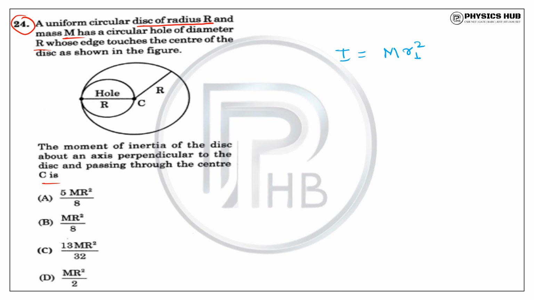To find the moment of inertia, m is equal to r perpendicular square. We have to take the perpendicular distance from the center. This is the perpendicular distance from the center. If we substitute this, we will get 13 by 32 m r square. So option C is the correct answer.